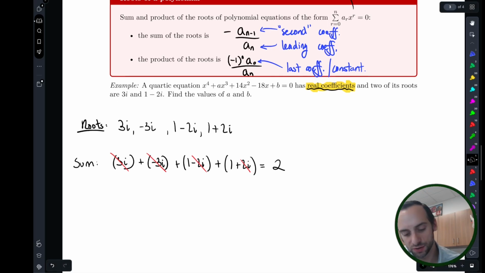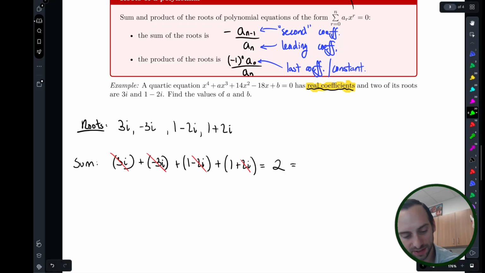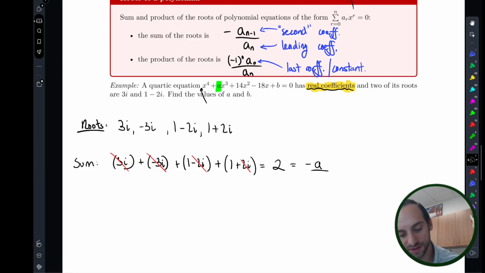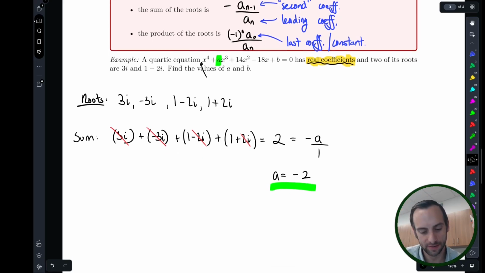Okay, and we know that 2 is equal to the second coefficient divided by the first, negated. So our second coefficient in this equation is the a. So this is negative a over our leading coefficient. Our leading coefficient is 1. So we simply get a equals negative 2. Nice, easy algebra to solve once we have it set up correctly.